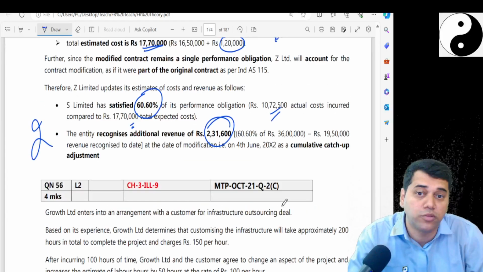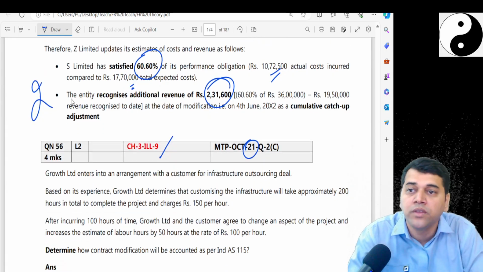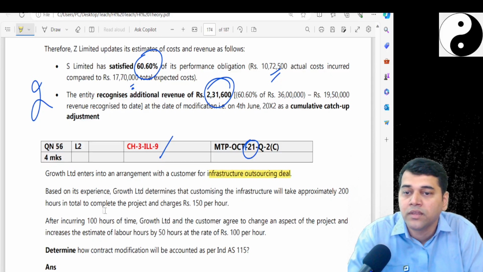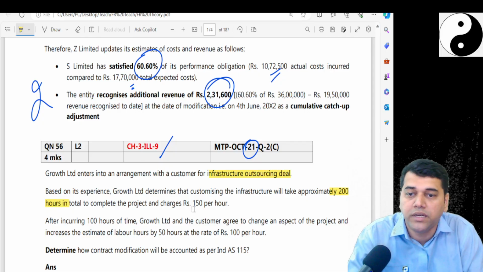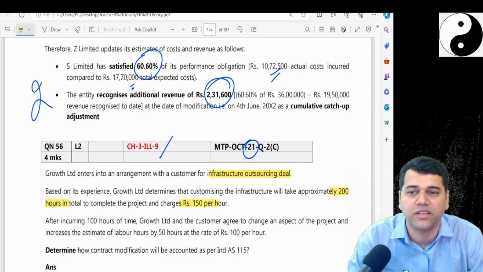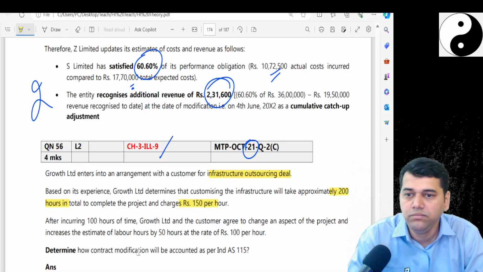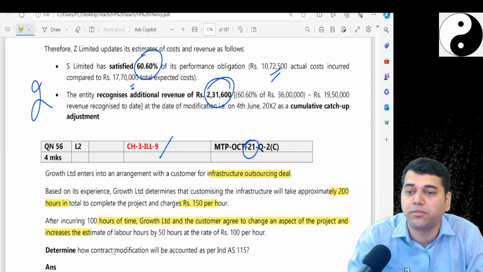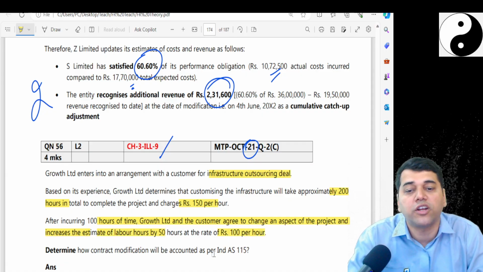This question is a probable question because this has come in 21 MTP of October 21, and they have given it in the illustration also. The company enters into an arrangement with the customer for an infrastructure outsourcing deal. Based on experience, you determine that customizing the infrastructure will take 200 hours to complete at 150. Something like outsourcing they are telling. So this much effort is there, and this is my cost per hour. So they must have fixed the transaction price 200 into 150. After you incurred 100 hours, the customer agreed to change the aspect of the project and estimate the hours by 50 more at the rate of 100 per hour. How will the contract modification be accounted?